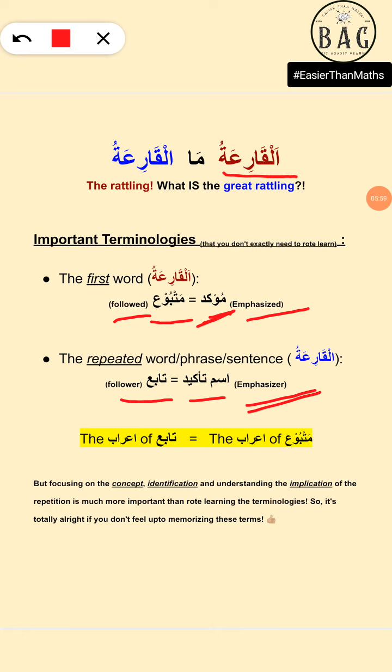Okay, now the thing that you must remember is that the i'rab of tabe and the matbu must remain identical, or simply the i'rab of the emphasized and the emphasizer should be identical. Okay, that's all you need to remember.